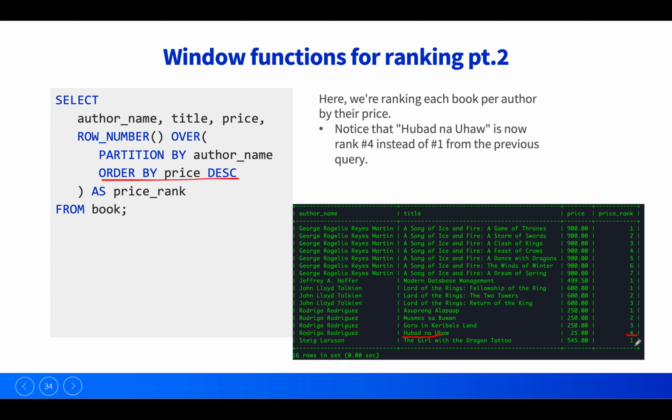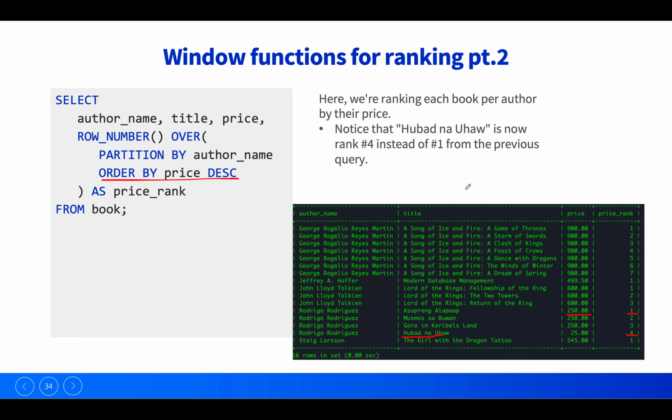But since we want to organize them, right? We want to order them by price. Since Hubad na Uhaw is just 25 pesos, it drops to rank number 4 compared to, let's say, Supreng Alapa, which is 250 pesos, right? And has the rank of 1.